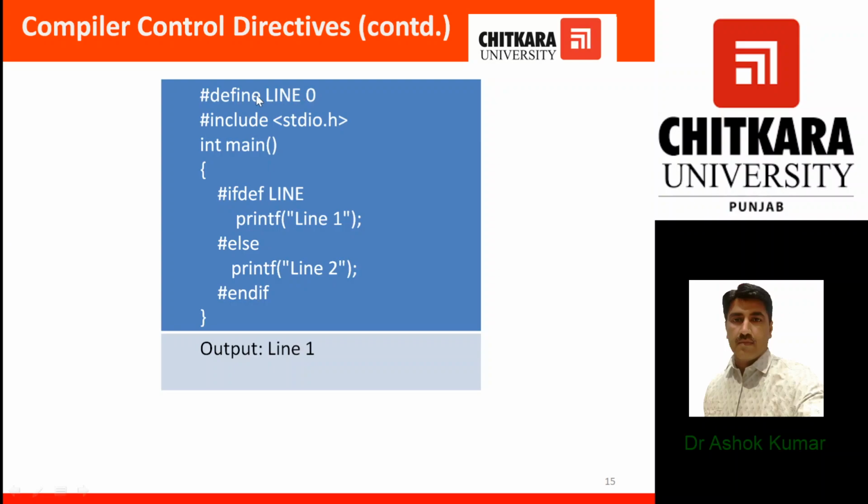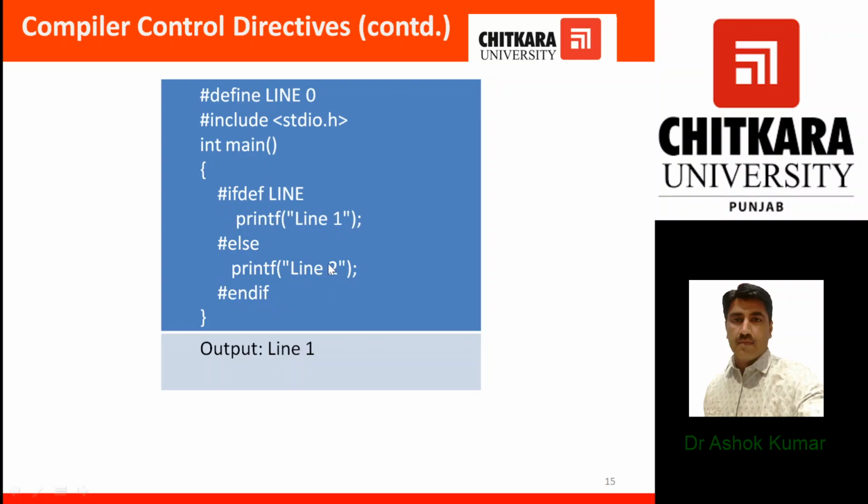Line is defined earlier in the first line of the program, so this will evaluate to true, right? Although its value is 0, because we have defined it, so this will give you true. If it is true, that means only the part between the if and the else directive will be compiled. So your main will have just this one line.